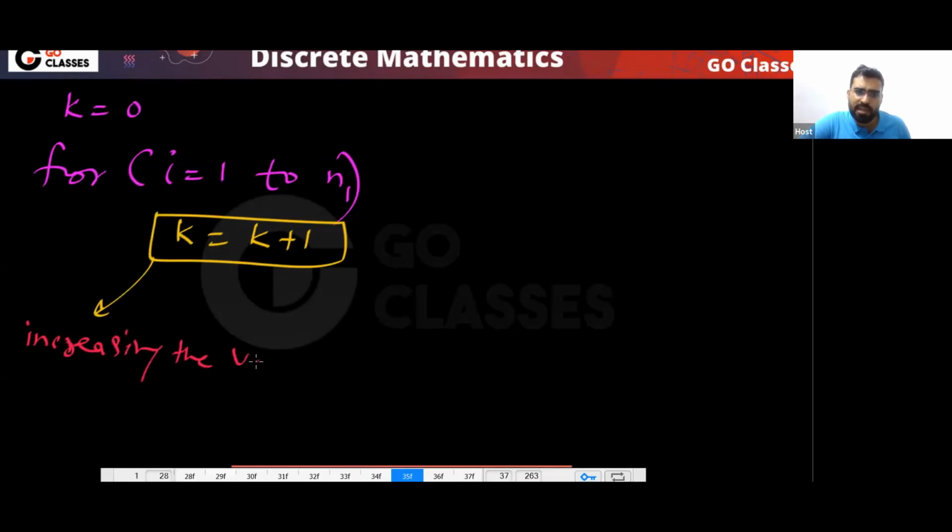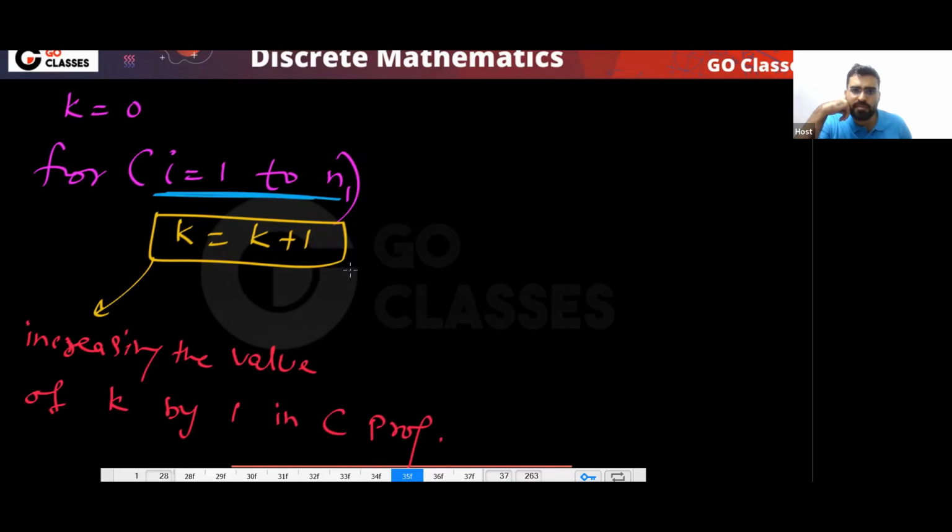Increasing the value of k by 1 in C programming. You can study the C programming course by Sachin sir. So what you are doing, this loop is going n1 times. First time you will increase by 1.